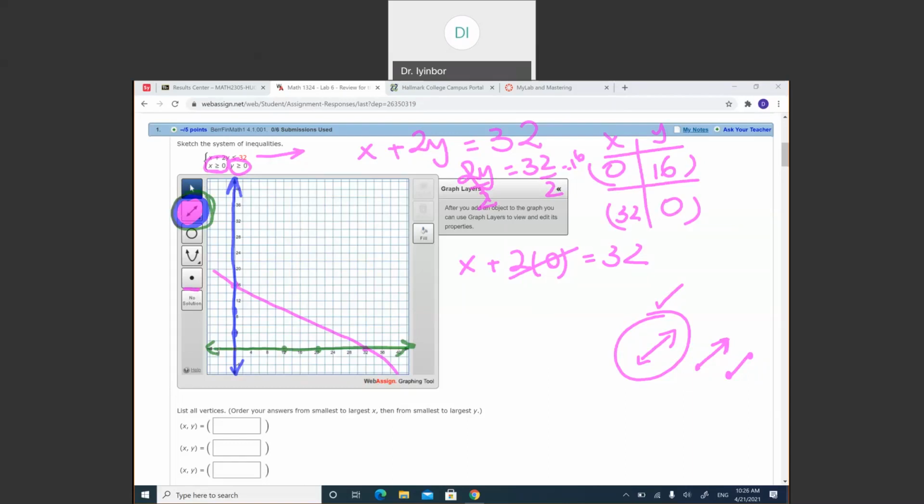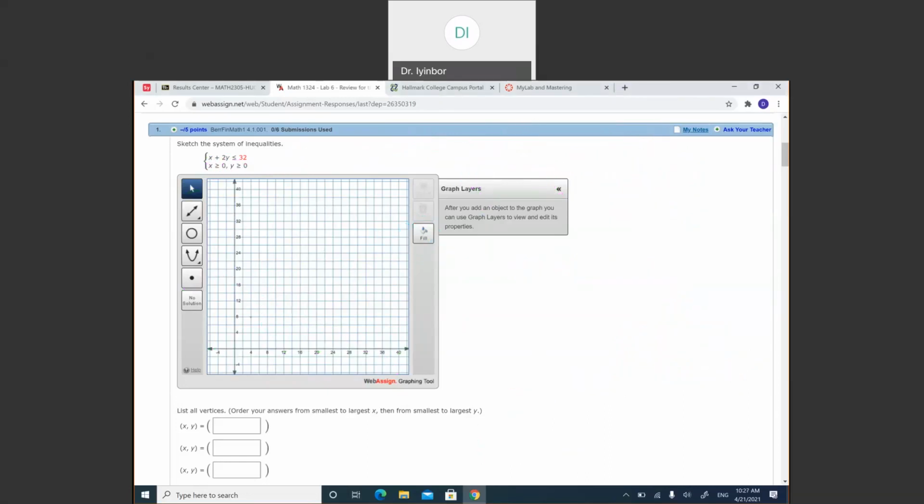And then after that, you have to shade. How do you shade? You're going to click on fill. When you click on fill, your marker becomes a little bucket. You can click inside or outside, depending on the sign of the inequality. The given inequality is less than or equal to 32. So if it's less than or equal to 32, that means you're going to shade below the straight line.